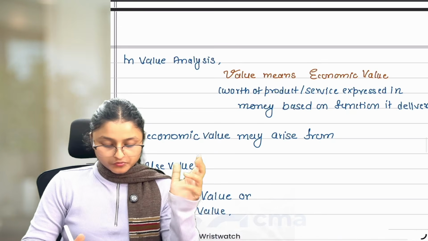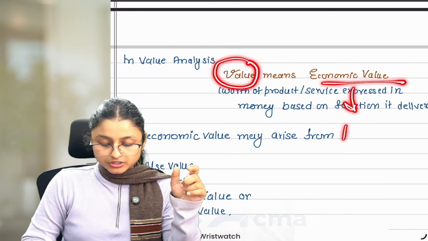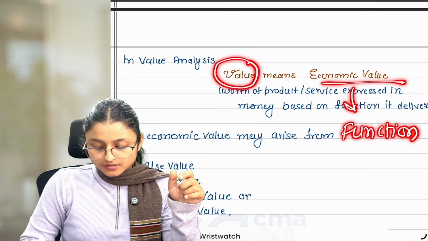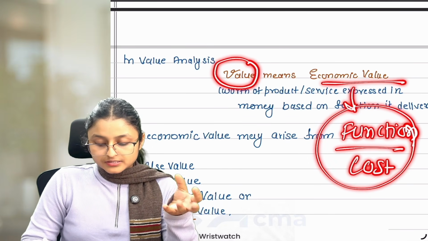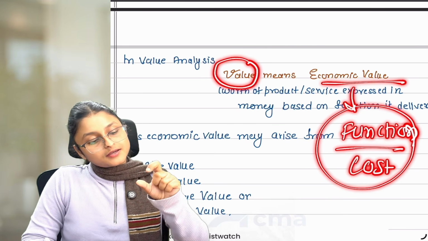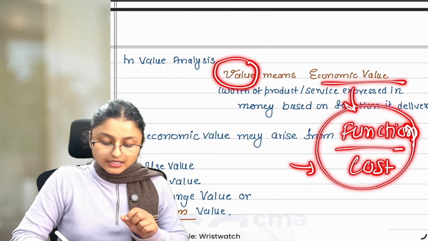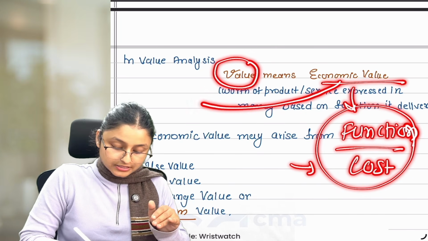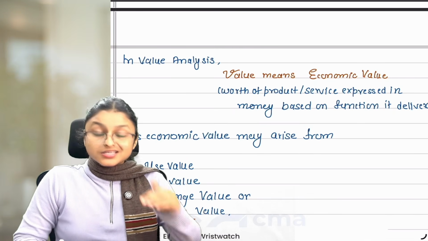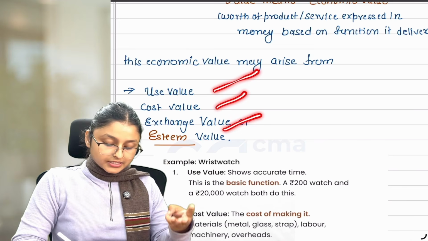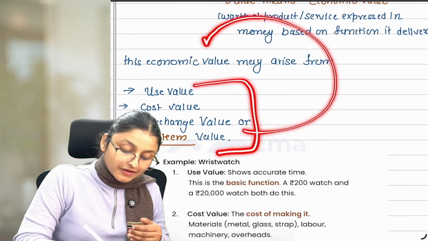Done. Let's move forward. We have already understood that in value analysis, value means economic value, which is denoted by function divided by cost. But this is only one part of economic value. It is very precise; if I look at it in a micro sense, then it means function divided by cost. But economic value actually arises from 4 different things. It's not only about function. It is all about use, cost, exchange, and esteem value of the product. Through these 4 values, economic value is defined.